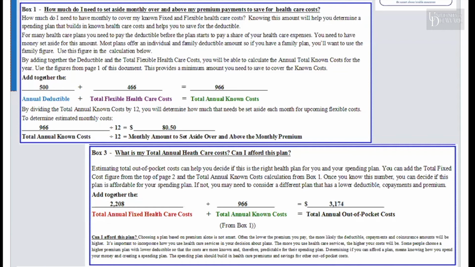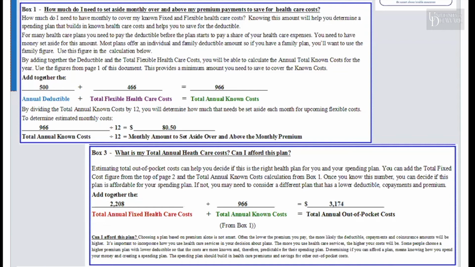In terms of total out-of-pocket costs, we have our total annual fixed costs. This is the premium amount, plus those total annual known costs. So in total, Perry is paying $3,174. So can he afford this plan?